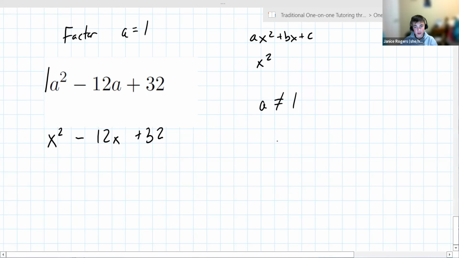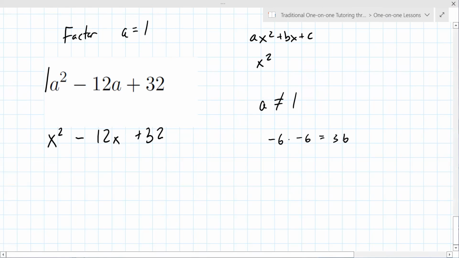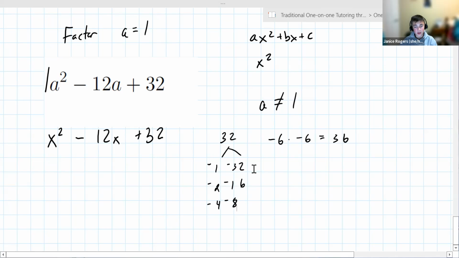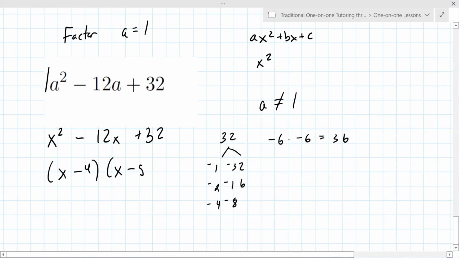So two numbers that multiply to 32 but add up to -12. -6 and -6 would be true if it was positive 36. So sometimes you got to just start from the beginning. 1 times 32, 2 times 16, 4 times 8, and that's it. We want negative, so they need to be both negative. Do any of these add up to -12? -4 and -8. Yes, x minus 4, x minus 8.